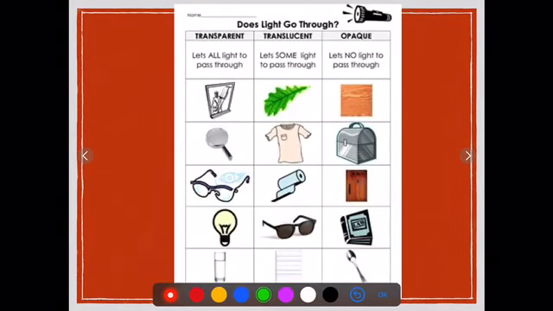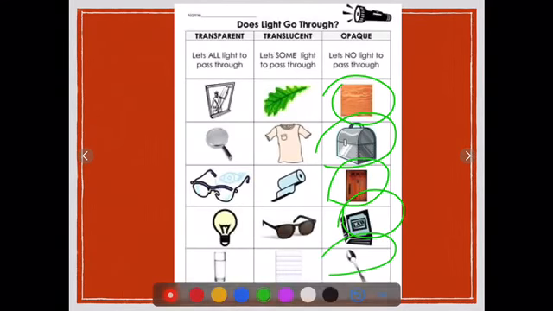Opaque objects let no light pass through. For example, a piece of wood, okay? A leather bag, a door, okay? This is a wooden door. A book can also be an opaque object. And a spoon, okay? Those are great examples of opaque objects.